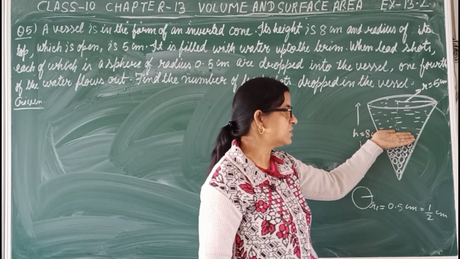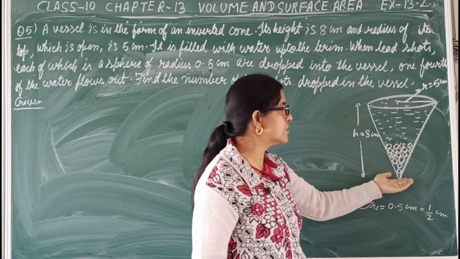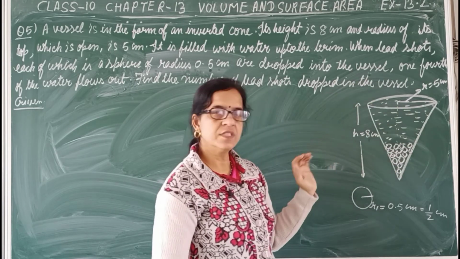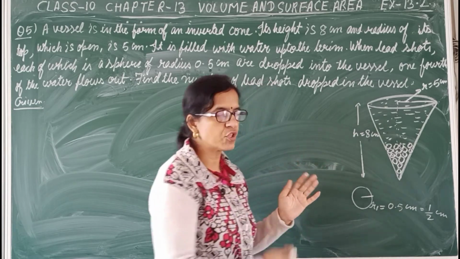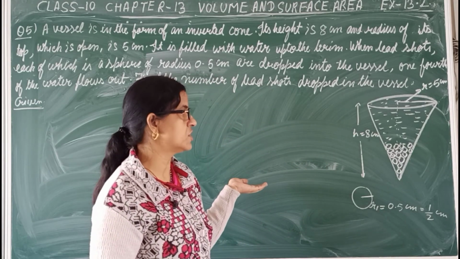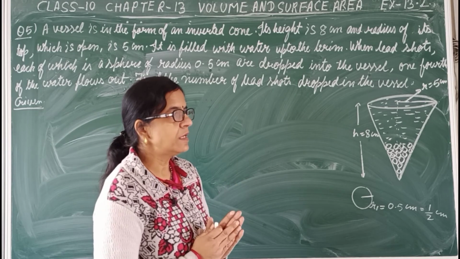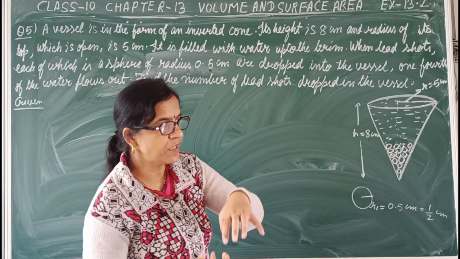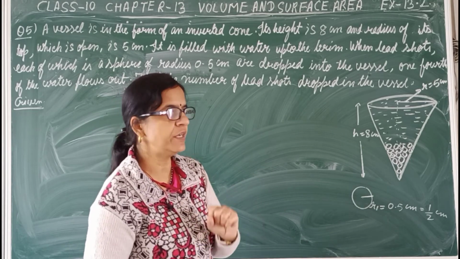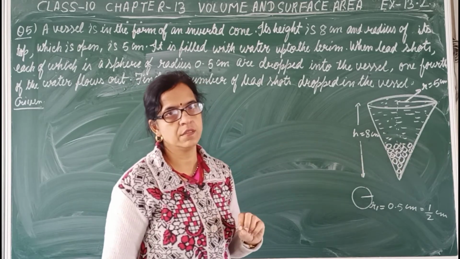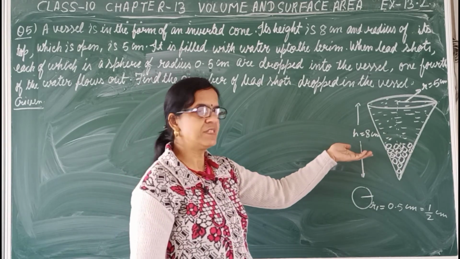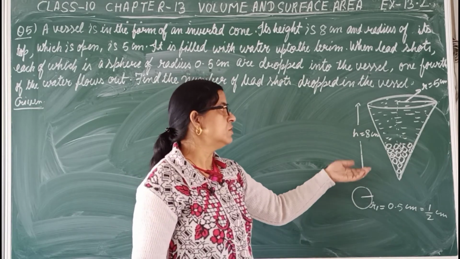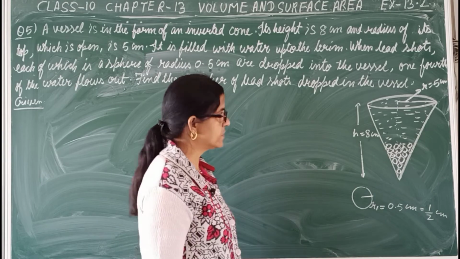So suppose the water is up to this level only, and when the lead salts are dropped in this, the level of the water rises by some height. That type of question also comes in this category. So keep in mind, the volume of the water raised equals the volume of the lead salt or whatever solid is kept in it. So here we will simply write volume of the water overflow, because water is overflowing, equals the volume of the lead salts. So let us proceed.